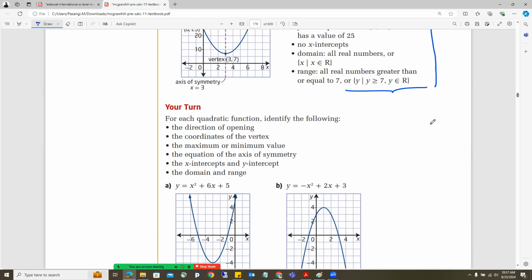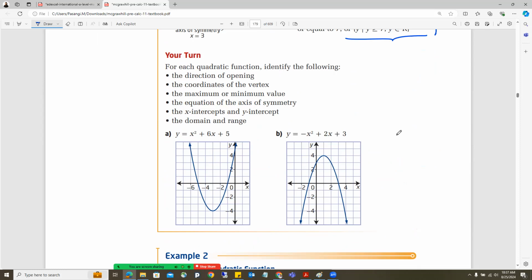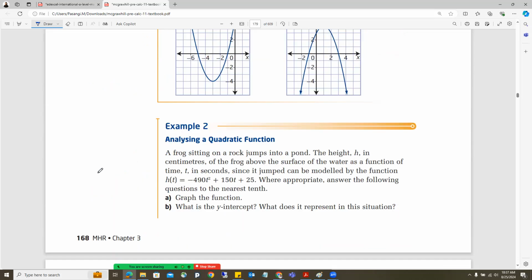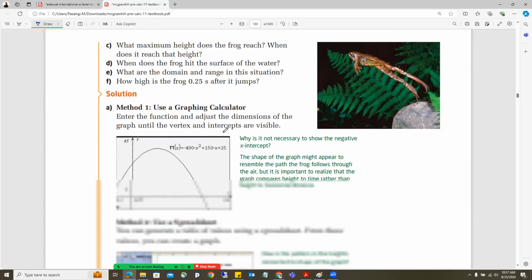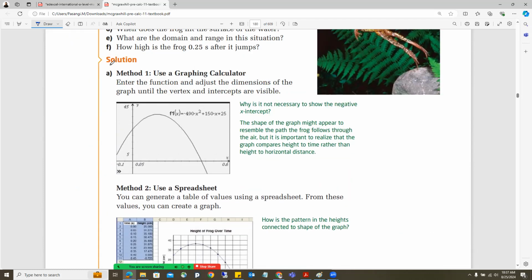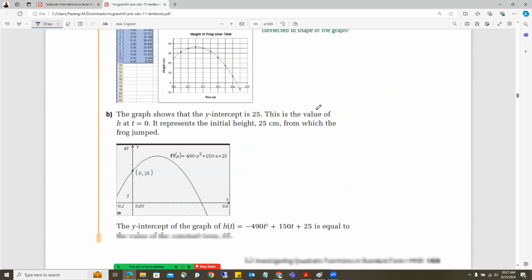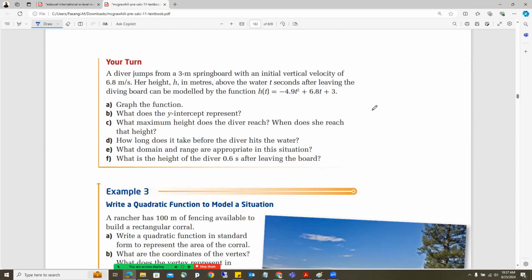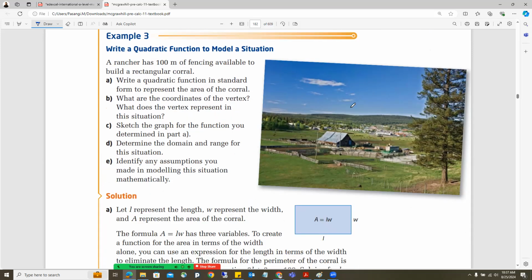Okay. Then you can do these examples, your turn, as homework. And there we have example 2 as homework, with the solution. Then they have given the solution as well. You need to go through these ones. And here again, we have a homework question, and then example 3 again.